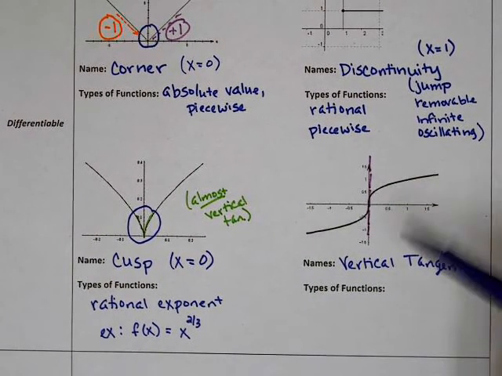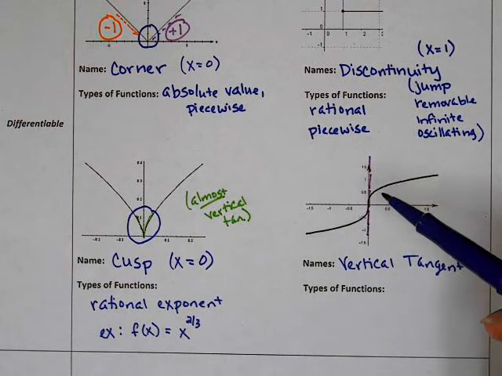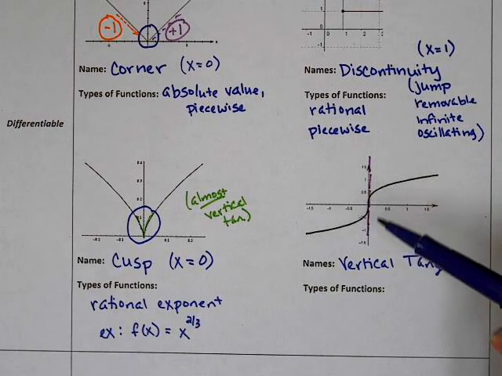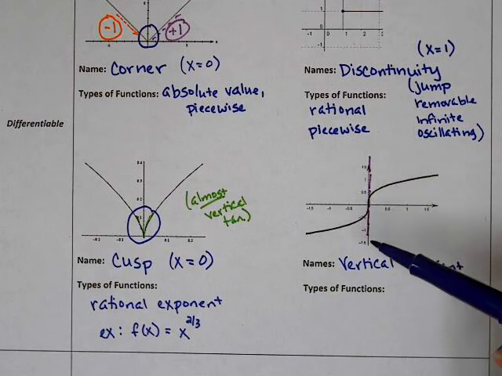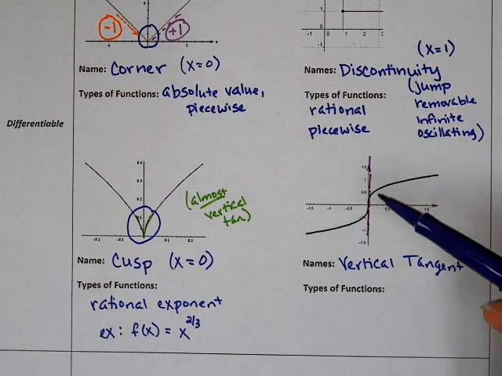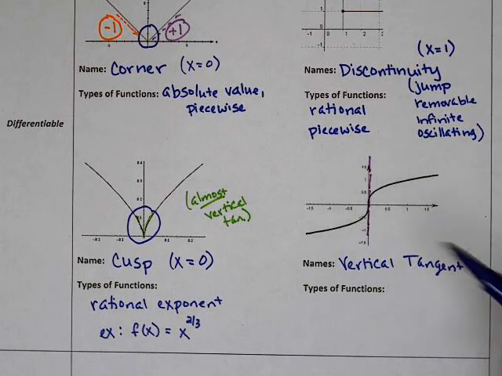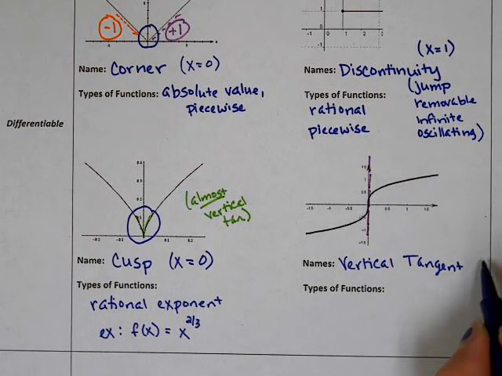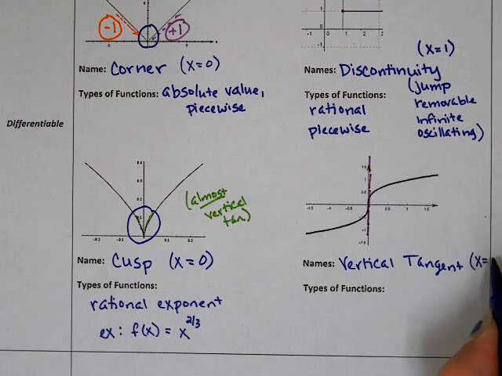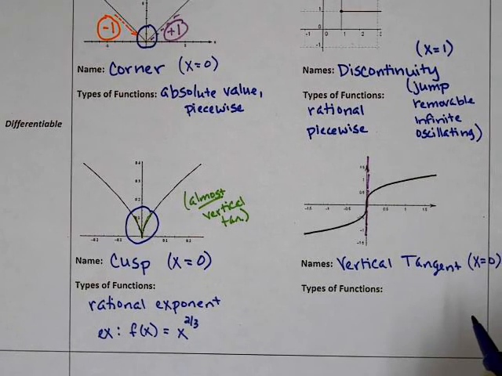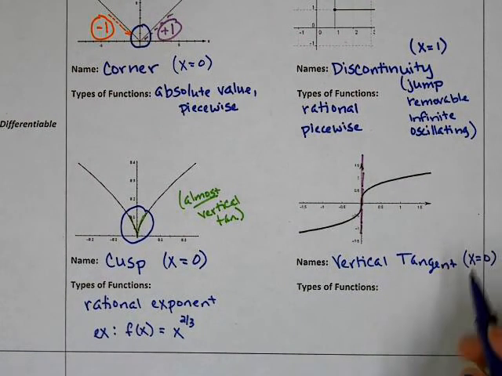So the reason that it's not differentiable here is because the slope of the tangent here, the derivative, is actually undefined because it's a vertical line. So the slope of a vertical line, we know we can't find it. It's undefined. All right, so in this case, the vertical tangent would be at x equals 0. So that makes this function not differentiable at x equals 0.